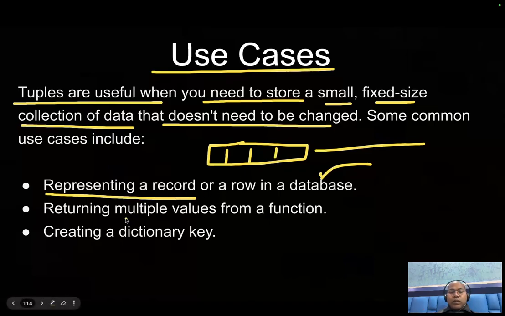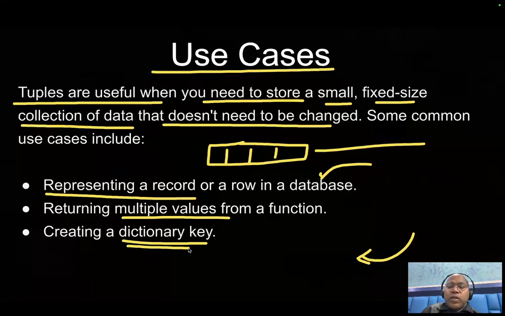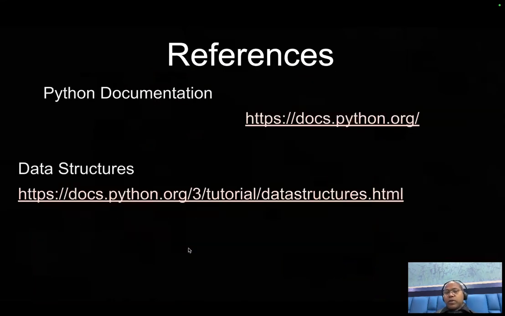Okay, or maybe returning multiple values from a function. Let's say you have a function where you want to return two or three values. Instead of creating a different data structure, or even creating a dictionary, just use a tuple for returning the multiple values. In this scenario tuples are very useful. Okay, so these are the scenarios where you can use them, but be careful: tuples are immutable data structures.